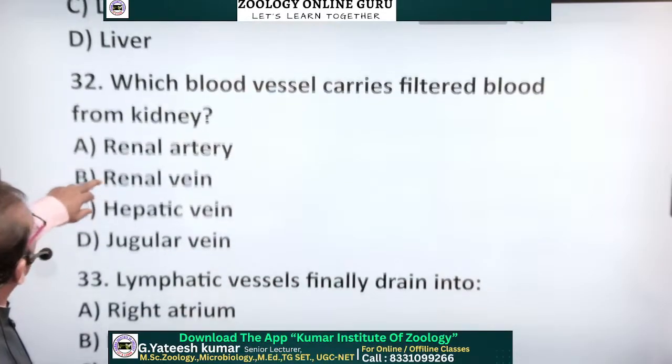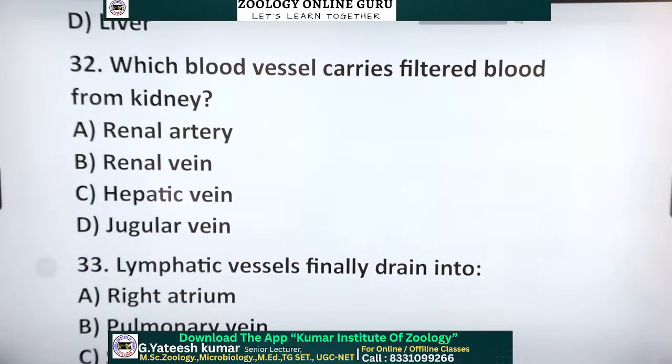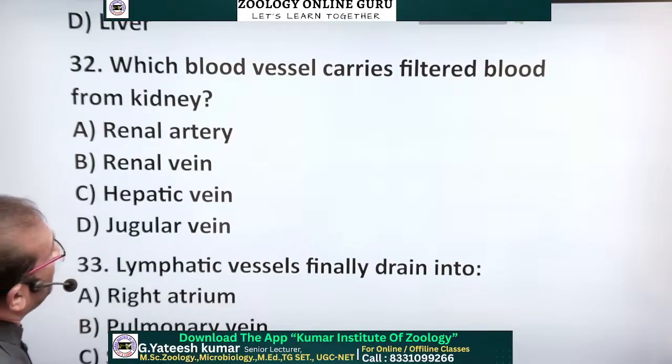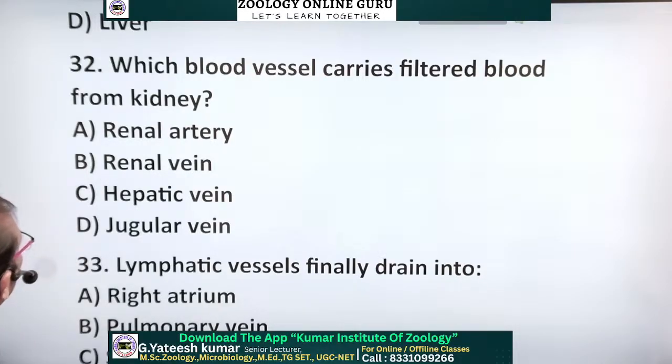Next, question number 32. Which blood vessel carries filtered blood from the kidneys? Renal artery, renal vein, hepatic vein. Hepatic is liver, so wrong answer. Jugular vein is also a wrong answer. So A and B, renal artery or renal vein. Which one carries the filtered blood from the kidneys?